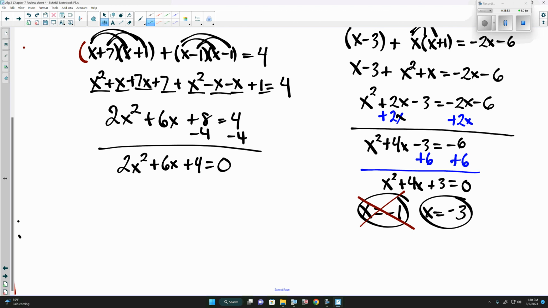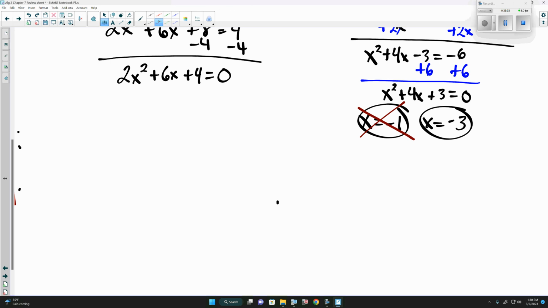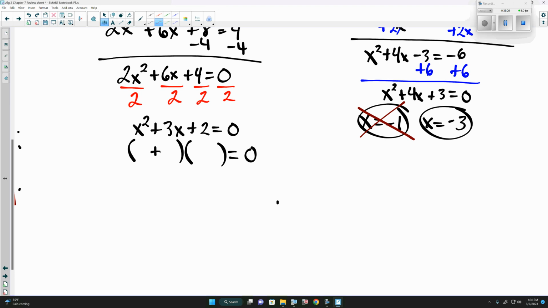Do we want to factor or graph it? Factor. We'll do both. So factoring, is there a greatest common factor? 2. This is the first one we've had that actually did have a common factor as a number. We can divide the whole thing by 2. Because 2x squared divided by 2 is x squared. 6 divided by 2 is 3. 4 divided by 2 is 2. So we'd have plus and plus, x and x, 1 and 2.